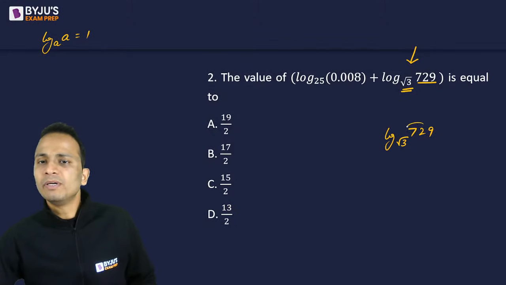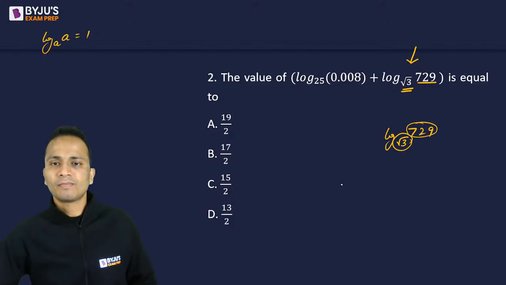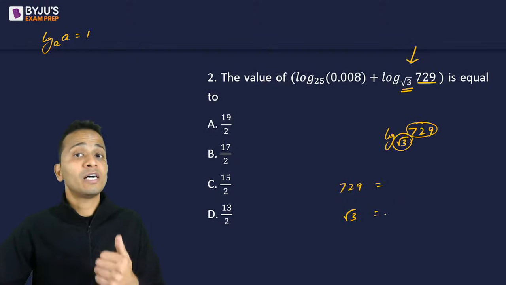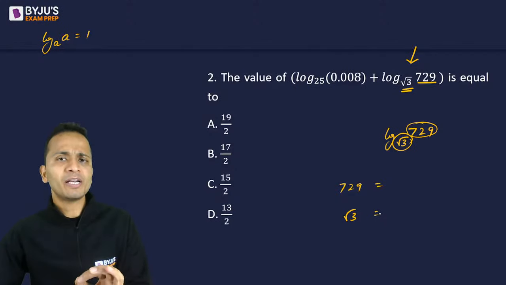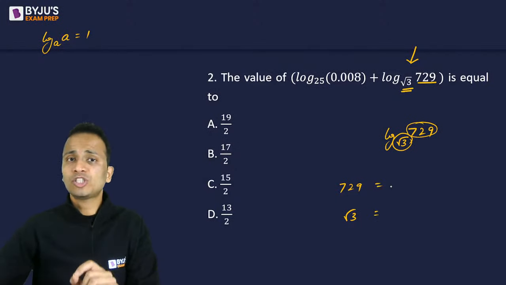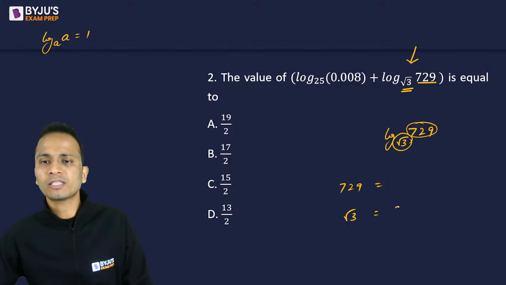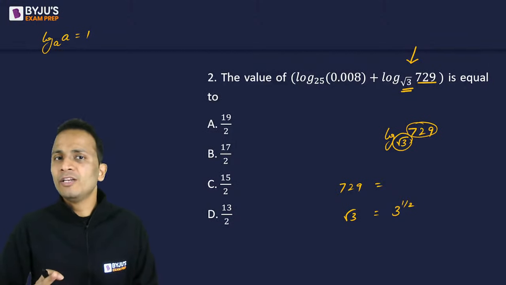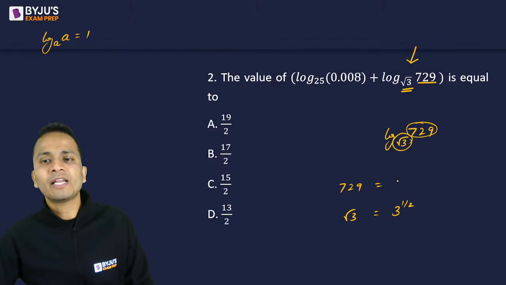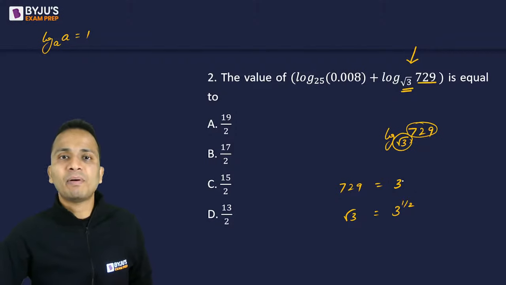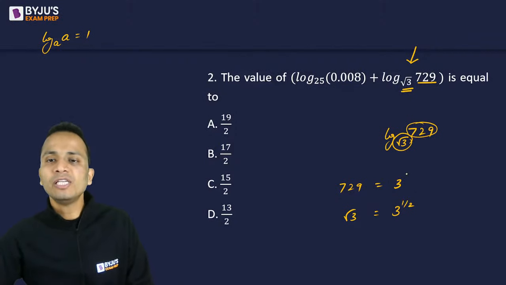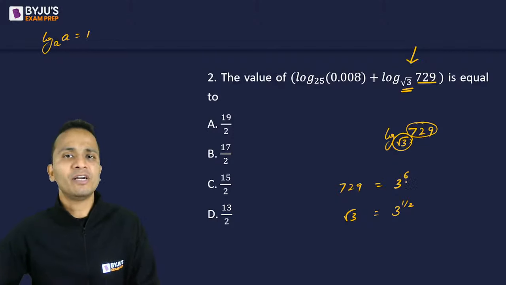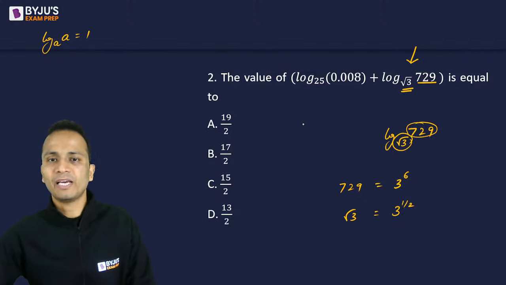Both these numbers, 729 and root 3, can they be written as the power of a same number? So root 3 को लिख सकते हैं 3 raised to the power half. That's it. I cannot write root 3 in any other way. 729 on the similar lines, can it be written as a power of 3? Yes, it can be written as a power of 3. So 729 can be written as 3 raised to the power 6. All right. So what I've done is I've converted both these numbers and have written them as the powers of 3. So let's see अब क्या होता है यहाँ पे.